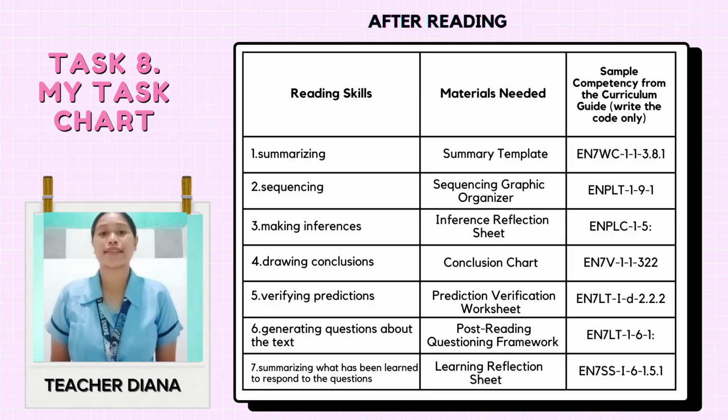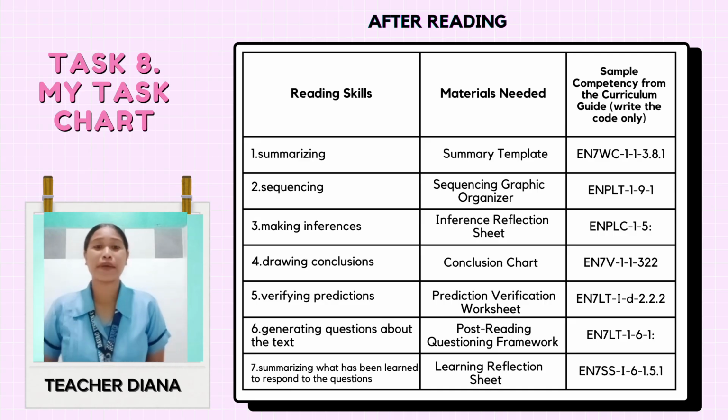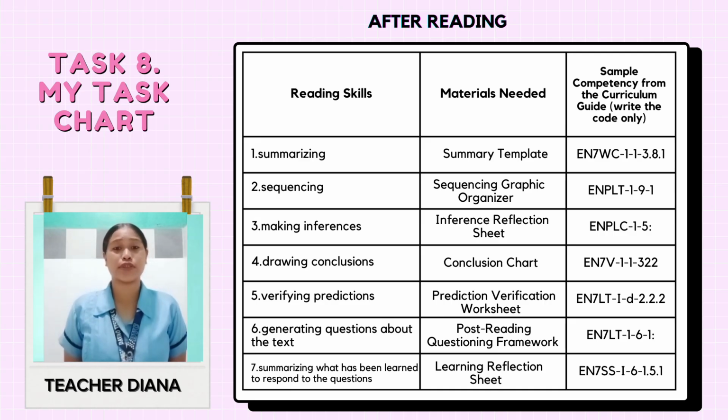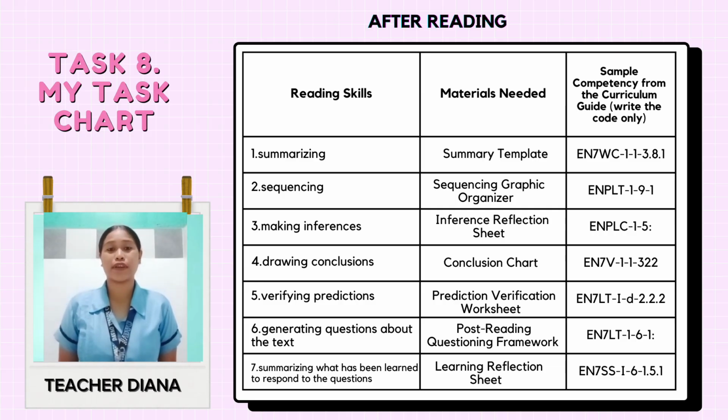Proceed to number 5, reading skill: verifying predictions. The materials needed: prediction verification worksheet. The sample competency from the curriculum guide: EN7LT-I-D-2-2-2. Verifying predictions after reading helps students reflect on their understanding and the accuracy of their initial thoughts. A prediction verification worksheet allows them to compare their prediction with the actual content, reinforcing their analytical skills. This curriculum code supports the development of reflective practices in reading.